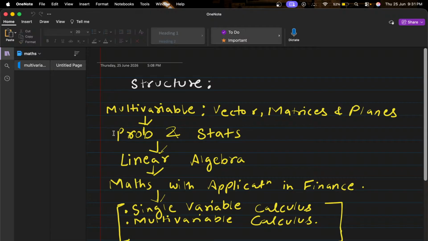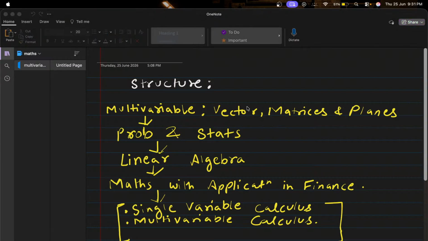First of all, I will start with multivariable calculus, in which I will go through vectors, matrices, and planes, 3D you can see, and after that I will jump into probability and stats. This is the core thing that I want to study because this is required in quant. I'm preparing for quant, so yeah.